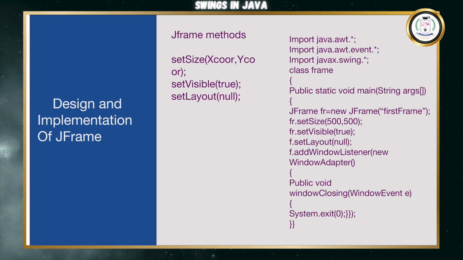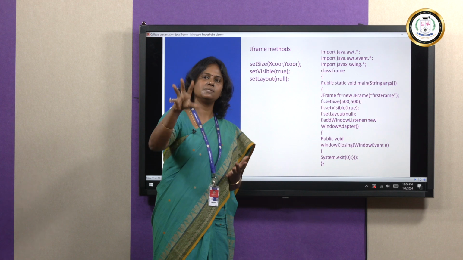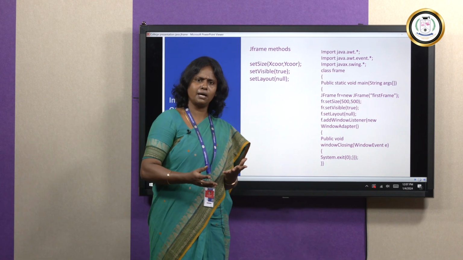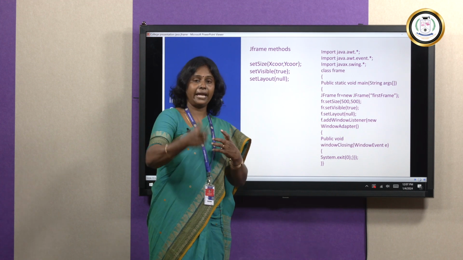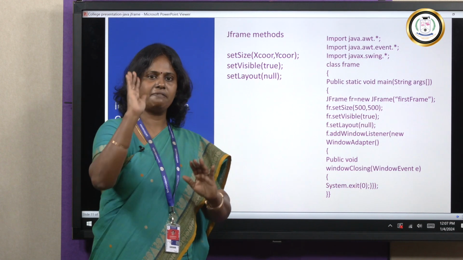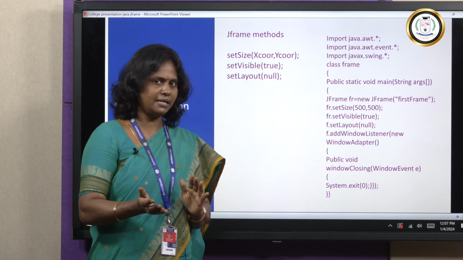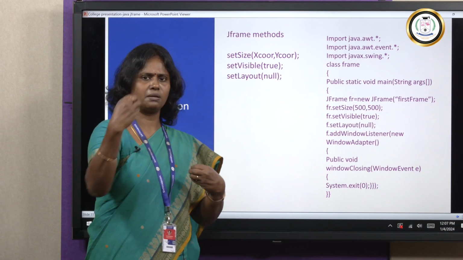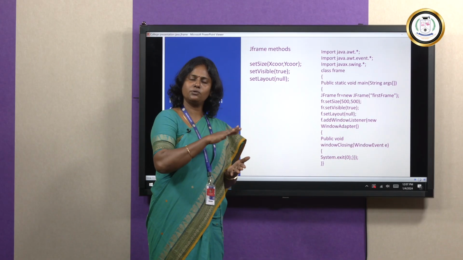Next one is setVisible. What is the meaning of visible? I already told you, the visibility of the frame. It is visible to the user or not visible to the user. Why, ma'am? If the frame is visible only, we can perform the operation. For example, take the ATM. What is the first window? Login window. After the login window, which window will appear? The window with whatever operations you can perform with the bank, that will be displayed, right? And what about the previous window?